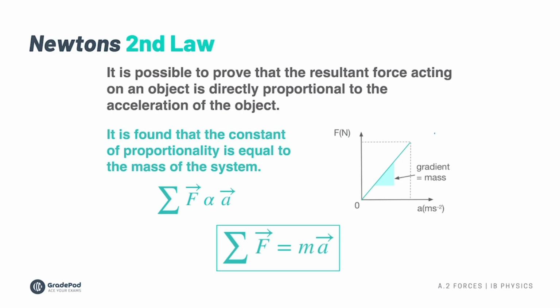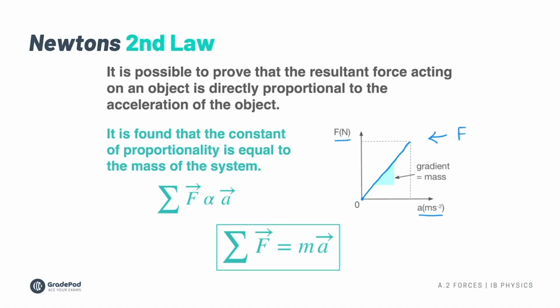You'll know that a directly proportional graph has the two quantities that are in direct proportion on either axis. It's a straight line through zero. If you are considering Newton's second law, you would say that force is proportional to acceleration. But if we want to make that into a formula, we have to say equals, and there's a constant of proportionality.